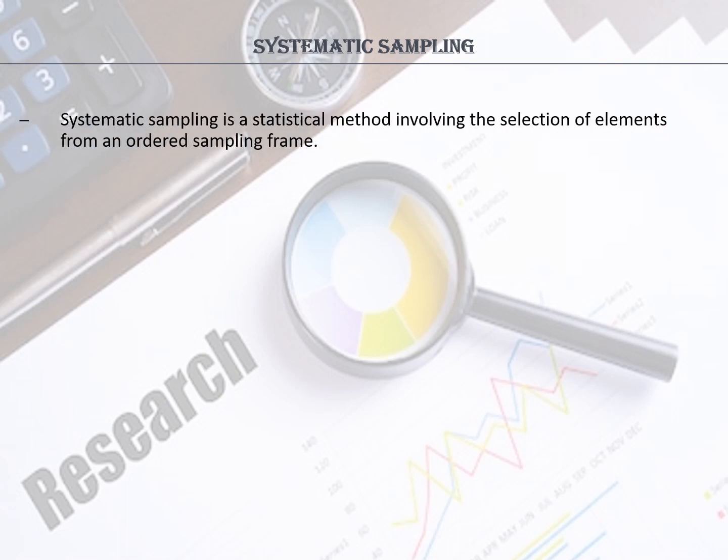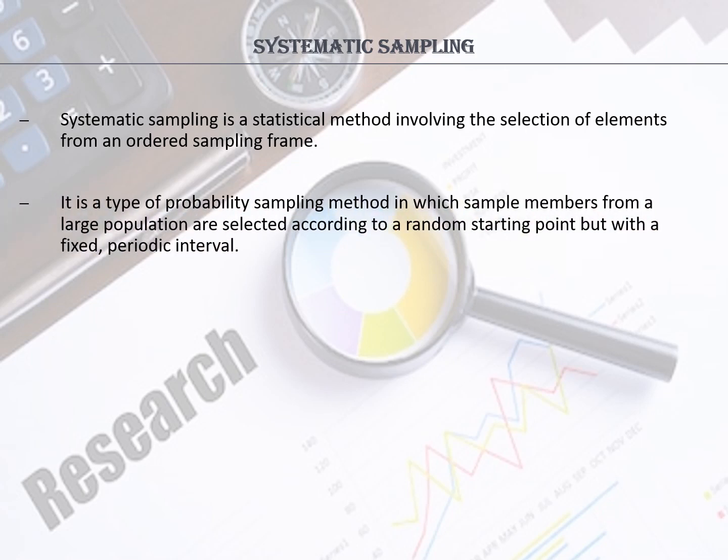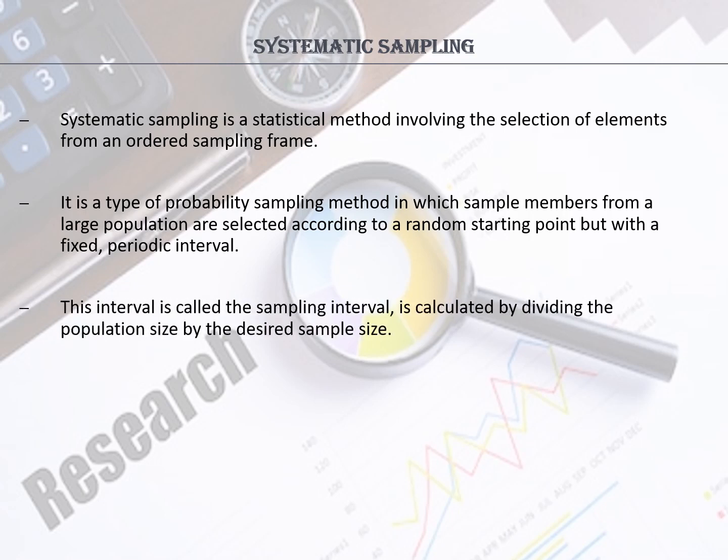Systematic sampling. Systematic sampling is a statistical method involving the selection of elements from an ordered sampling frame. It is a type of probability sampling method in which sample members from a large population are selected according to a random starting point, but with a fixed periodical interval. This interval is called the sampling interval. It is calculated by dividing the population size by the desired sample size.